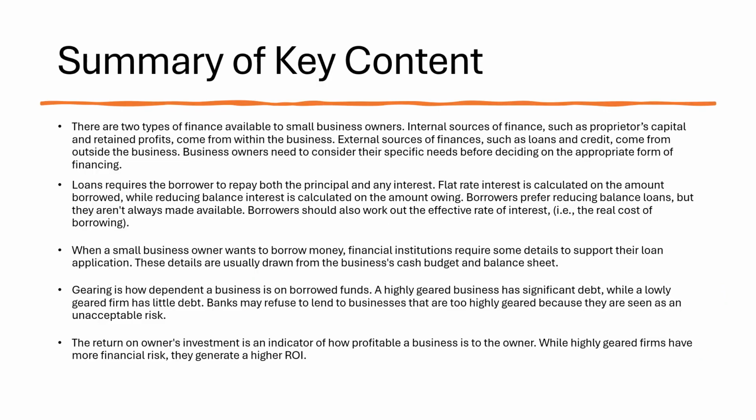Let's recap what we learned so far. Small business owners have access to two main types of finance: internal finance, such as owner's own capital, retained earnings, and help from friends and family. External finance like bank loans and trade credit is sourced from outside parties. Choosing the right type of finance depends on the specific needs and circumstances of the business.